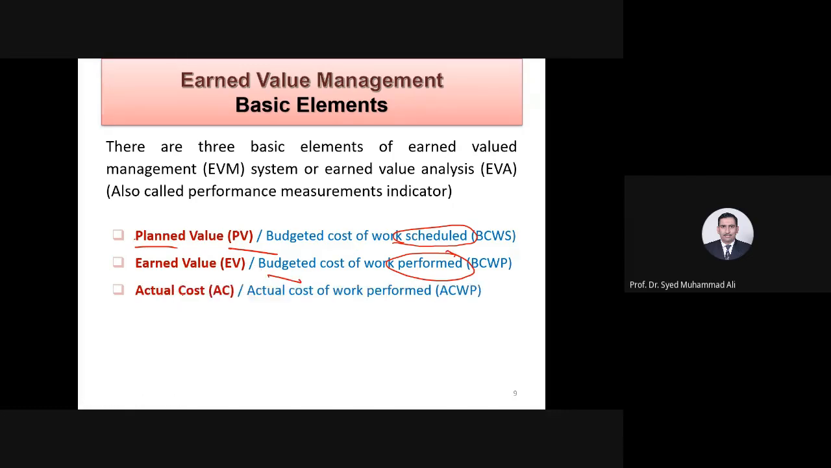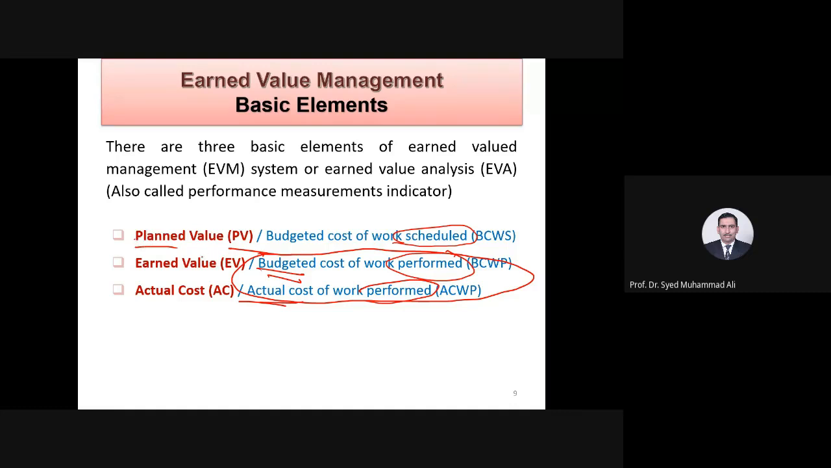Third is the actual cost of work performed. Both are performed, confusing. Both are performed. This is actual and this is as per budget. I will make it clear in the coming slide, don't worry. So there are three important basic parameters.